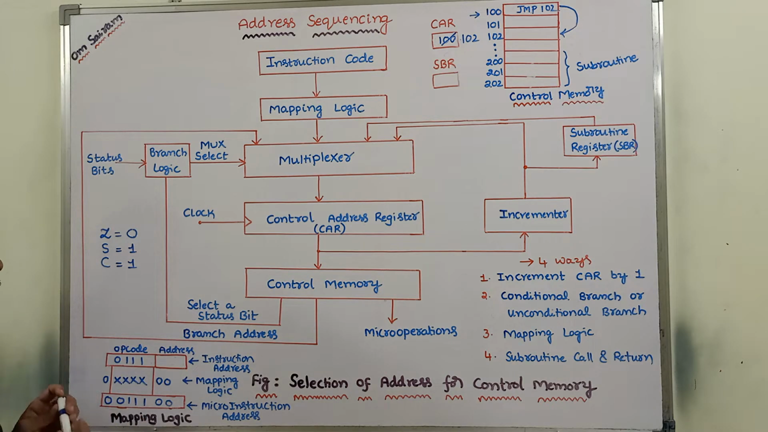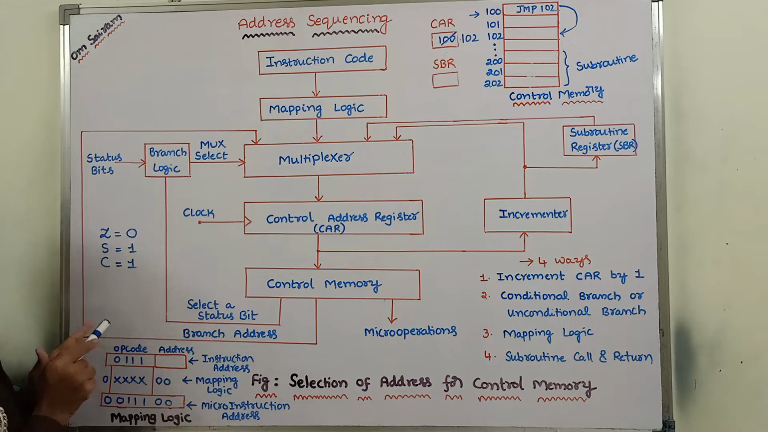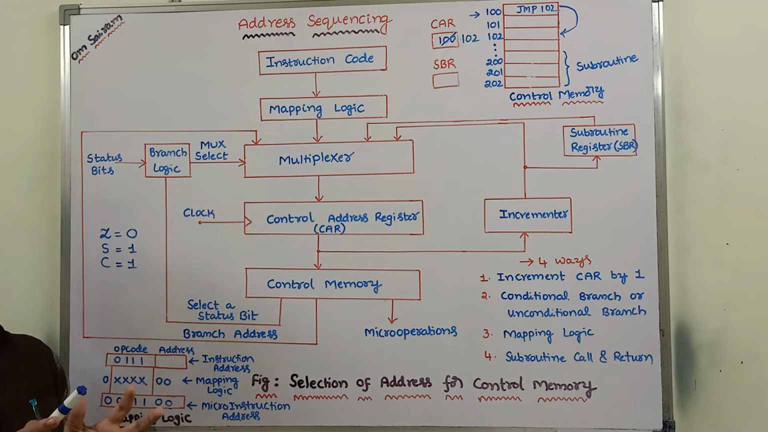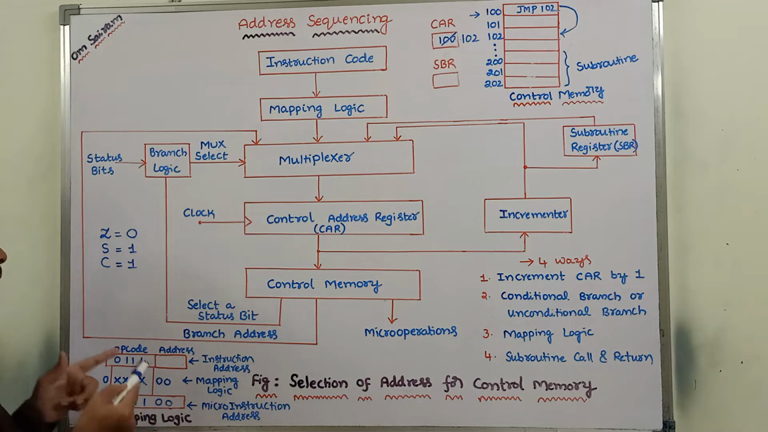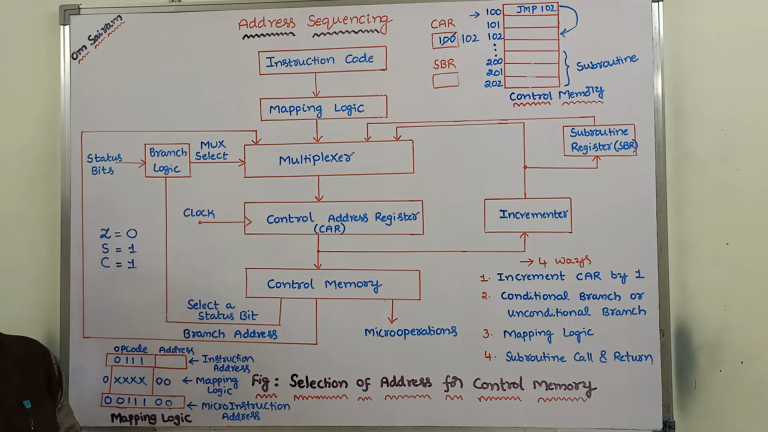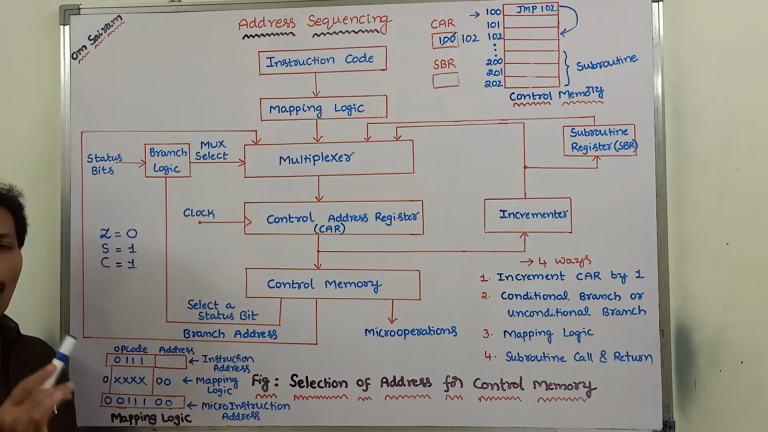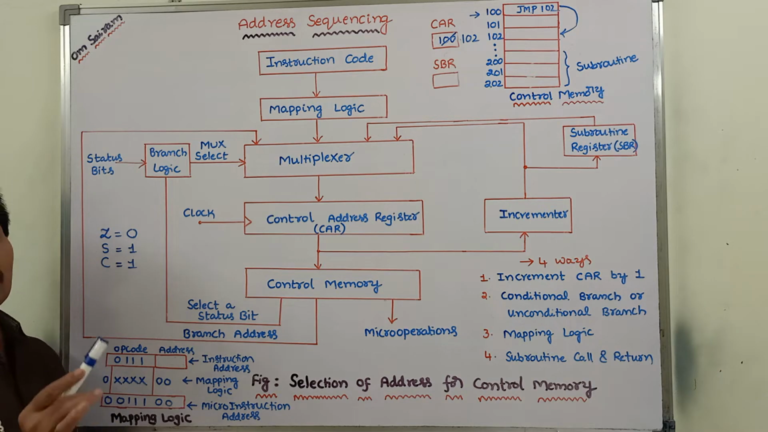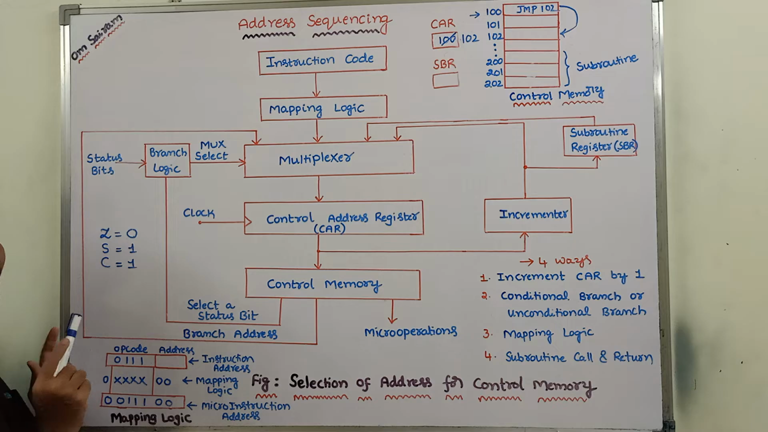That means the 4-bit operation code can be converted into a 7-bit address for the control memory. That conversion process is called mapping. Mapping is nothing but conversion of a 4-bit opcode into a 7-bit address for the control memory. How can mapping be done?